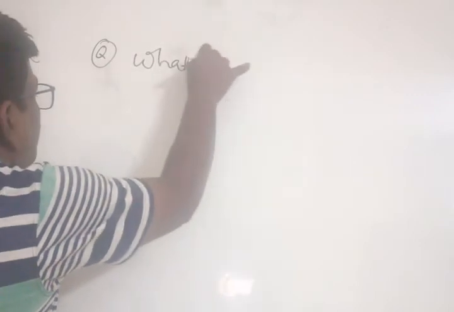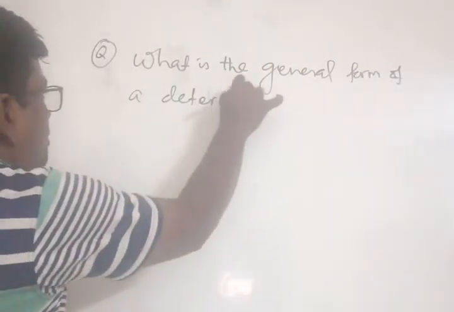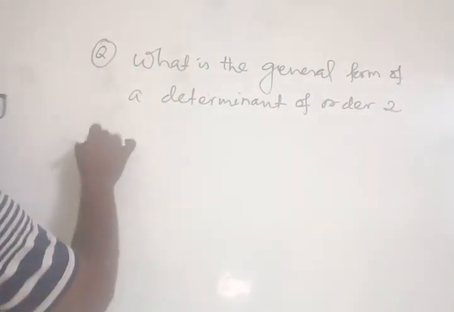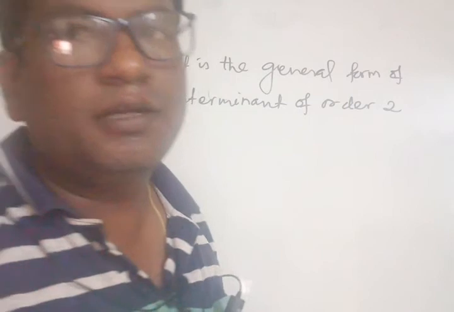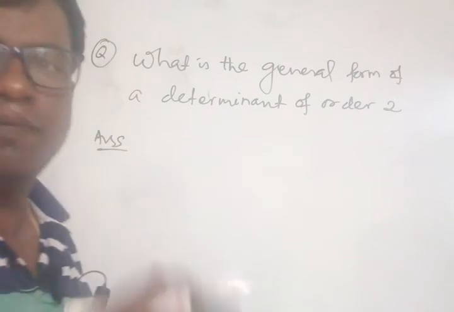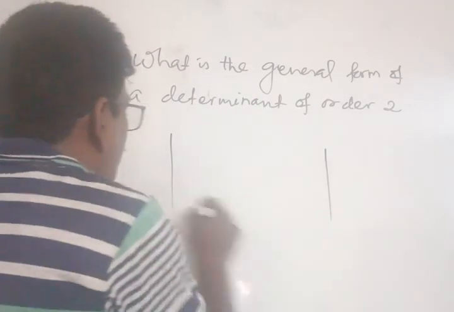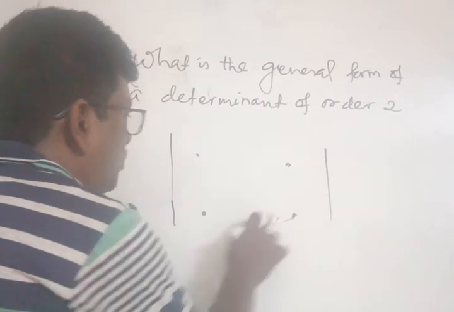Question: what is the general form of a determinant of order 2? So the answer: in a second order determinant, how many elements are there? Number of rows equals number of columns equals 2, so the number of elements is 2 into 2, 4 elements. So mark 4 places for 4 elements.